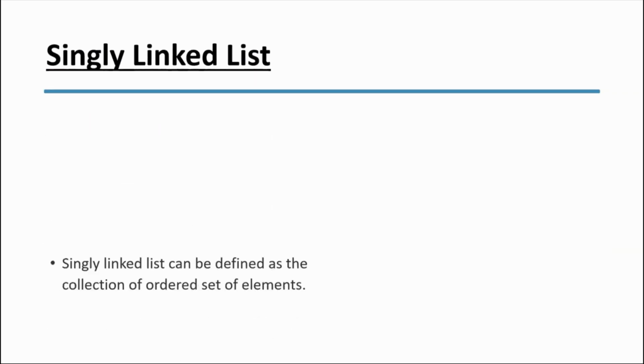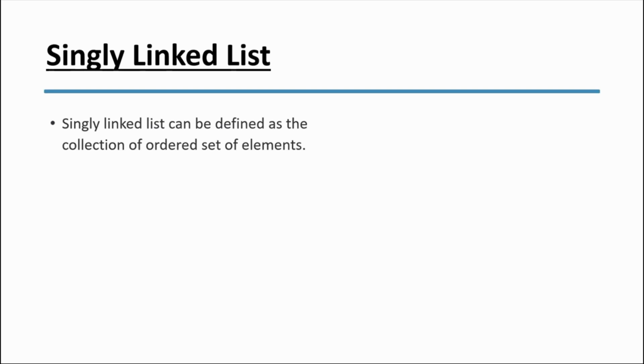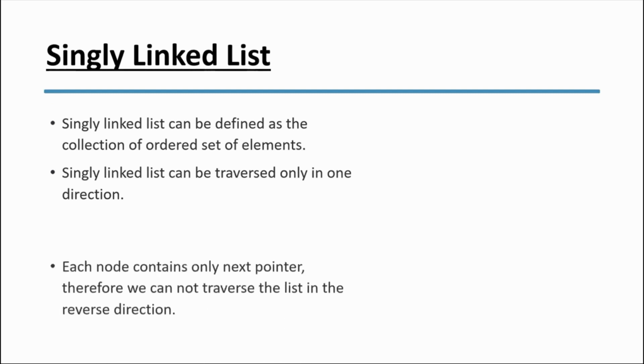Now let's see the types of linked list. So our first type of linked list is singly linked list. So singly linked list can be defined as the collection of ordered set of elements. Now singly linked list can be traversed only in one direction, that is from head to null. It cannot be traversed in the reverse direction.